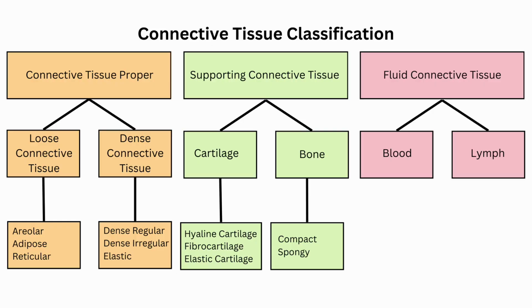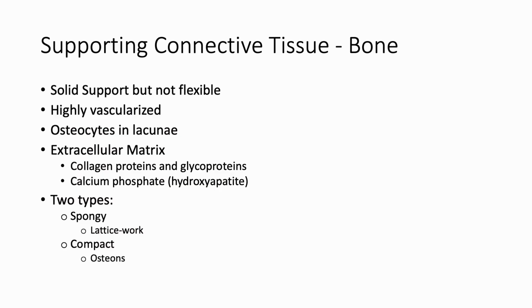All right, so we've covered cartilage, and now we're going to move to bone and cover compact and spongy bone. So this is the most solid type of connective tissue. It's not going to be flexible like we saw with our cartilage. However, bone is highly vascularized, so we do have a good blood supply. Now, the chondrocytes were the cell found in our cartilage, but in bone, they're called osteocytes.